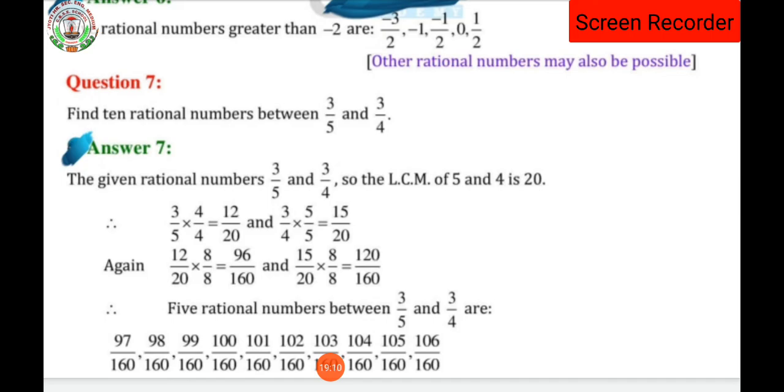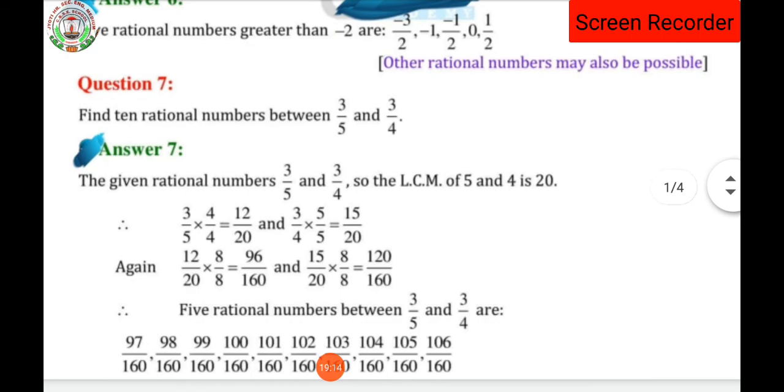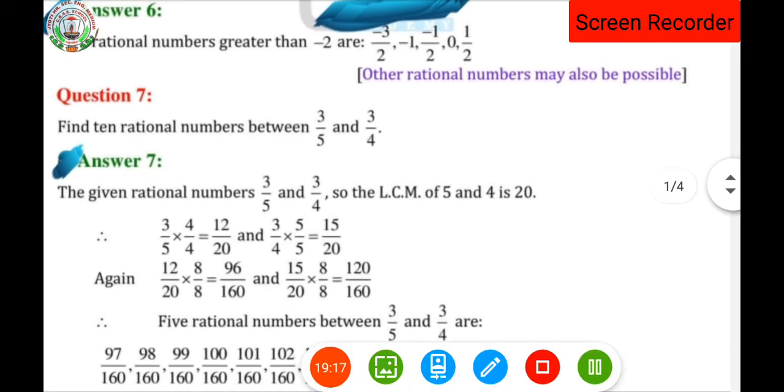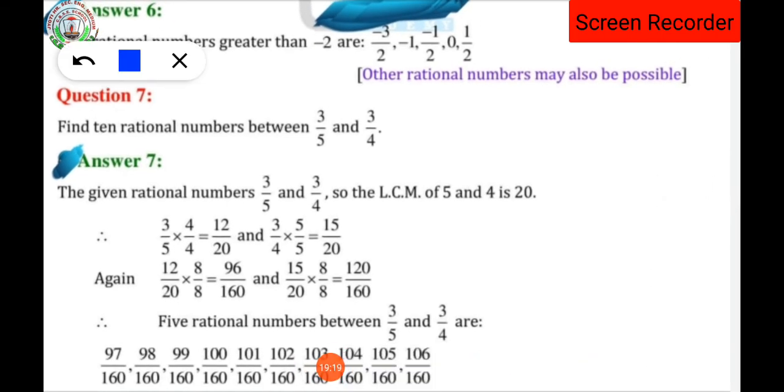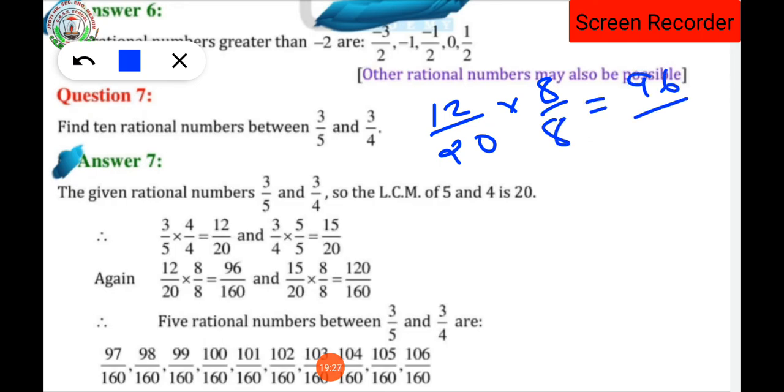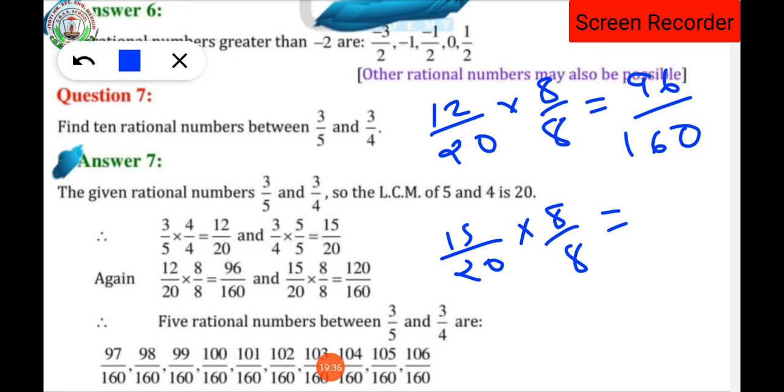If it is not sufficient, then multiply by 4. Then finally we are going to multiply by 8. So here 12 upon 20 is going to be multiplied with 8, so the answer will be 96 upon 160, and 15 upon 20 will be multiplied with the number 8. You will get the required answer as 120 upon 160.